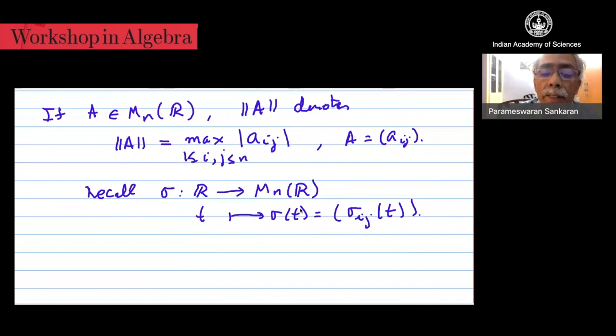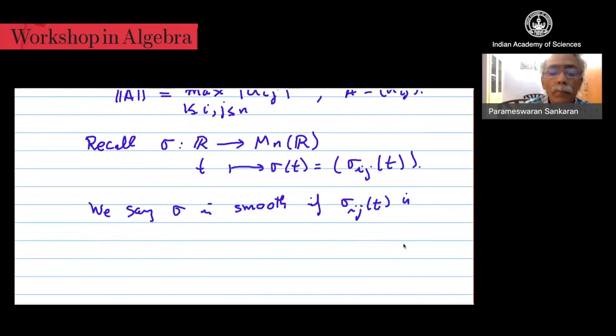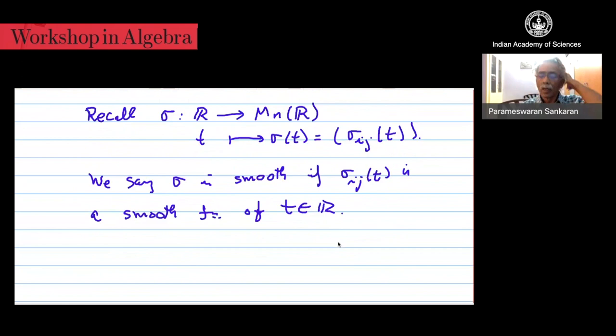What does it mean to say sigma is smooth? We say sigma is smooth if each component sigma_ij(t) is a smooth function of t. So t varies here in the real numbers. Throughout, you can change R by C. There will be no problem. Slight appropriate modification may be required. That's all.